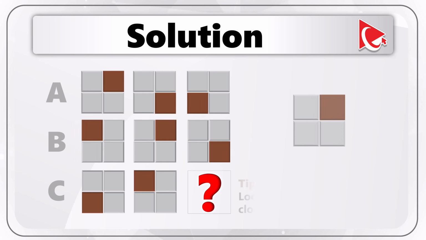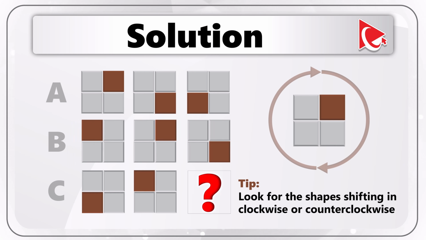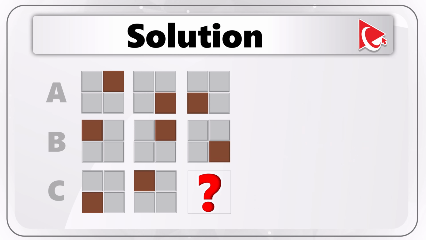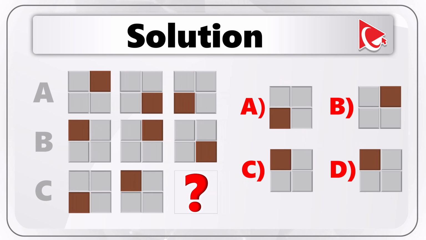One important tip for you to solve these types of problems on your own is to look for the shapes shifting in clockwise or counterclockwise patterns to determine the final solution. Once we've determined the pattern, we know how to solve this challenge. The correct answer here will be choice B, where the next darker square will be in the upper right corner.